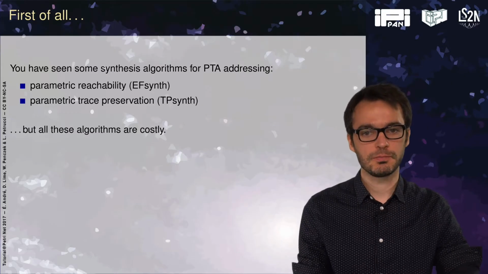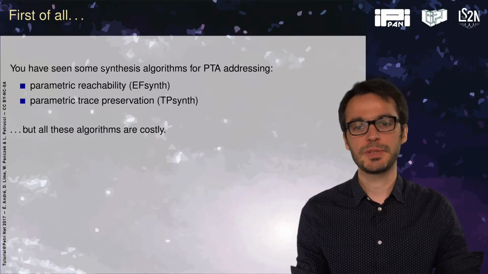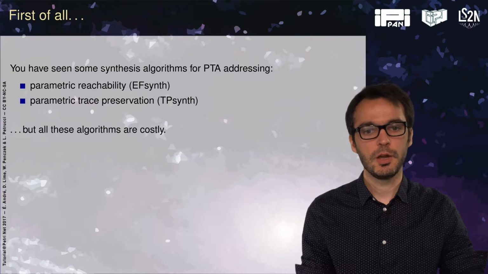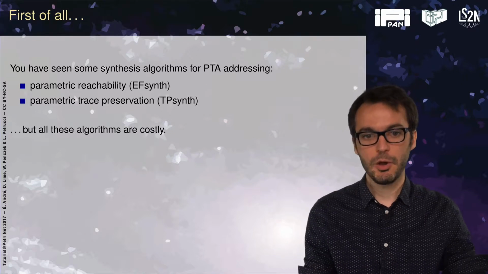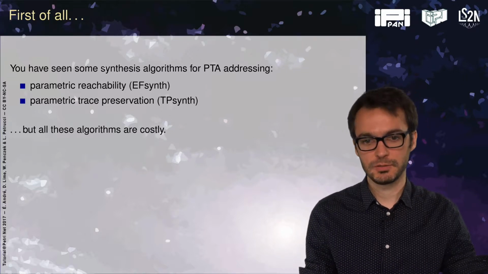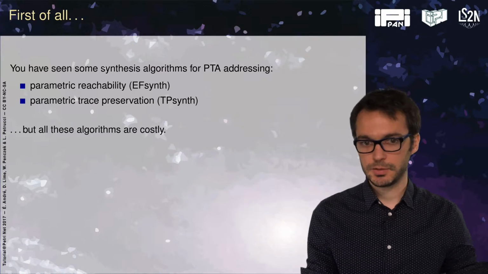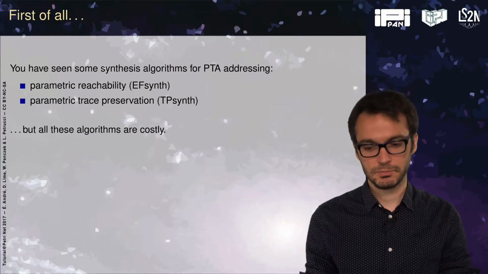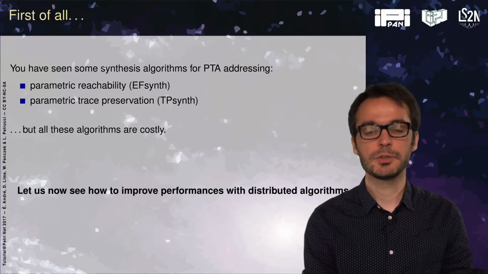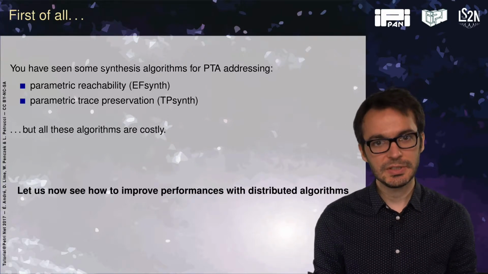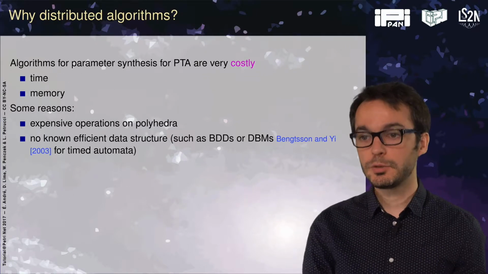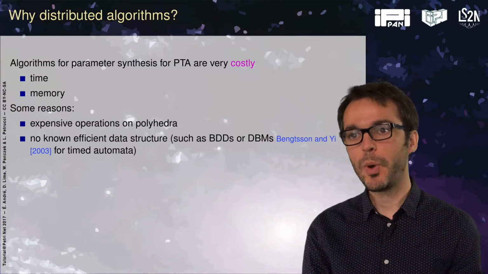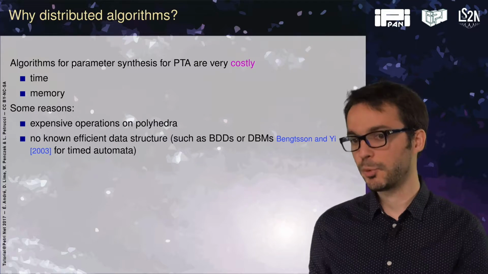In the previous session, we saw synthesis algorithms for parametric timed automata addressing parametric reachability or parametric trace preservation. These algorithms, as all algorithms for parametric timed automata, are very costly. So, we will here try to improve the performance using distributed algorithms. Algorithms are costly because they require a lot of time and a lot of memory.